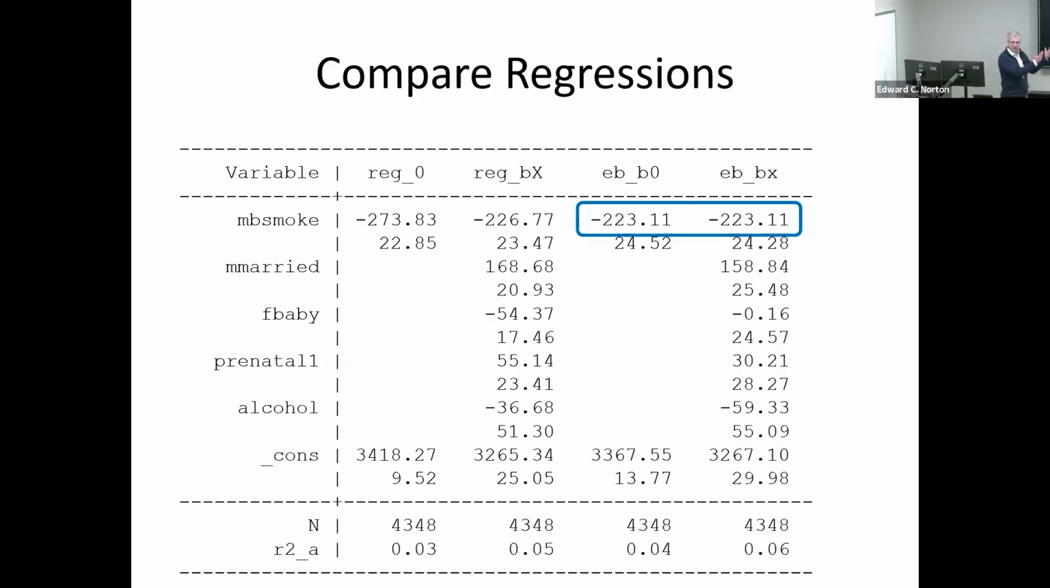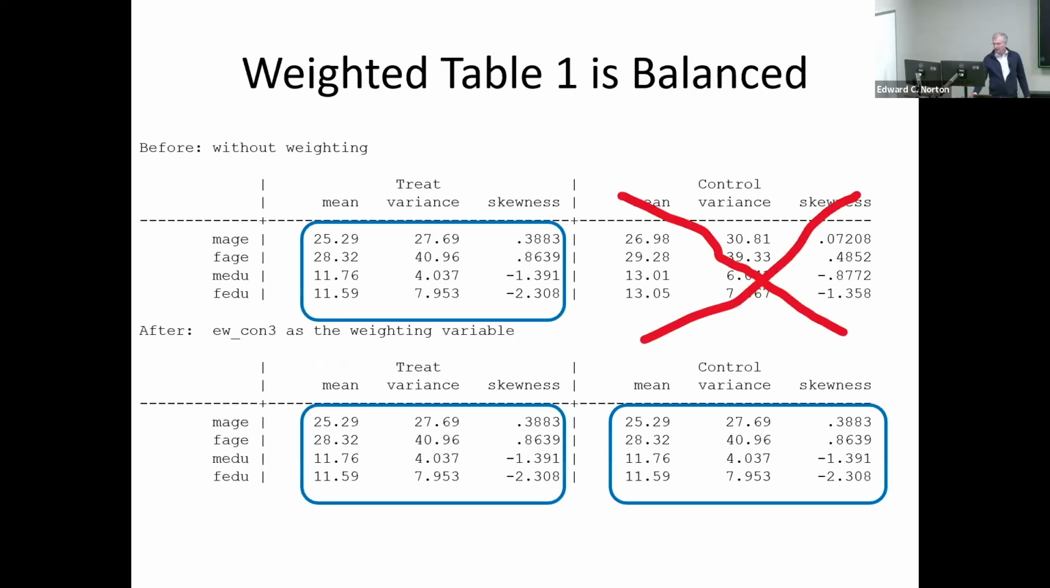So this demonstrates the use of entropy balance for 4 different binary variables. We can do a similar exercise for some continuous variables: mother's and father's age, mother's and father's education. These are all continuous, and we see that they don't match. For education, these are the smokers. The mean for the smokers is more than a year lower than for the non-smokers.